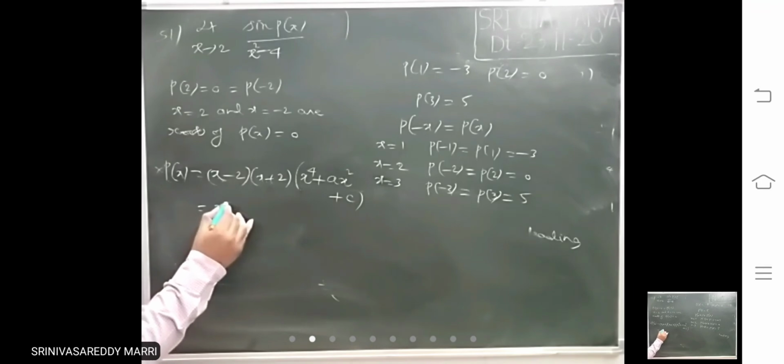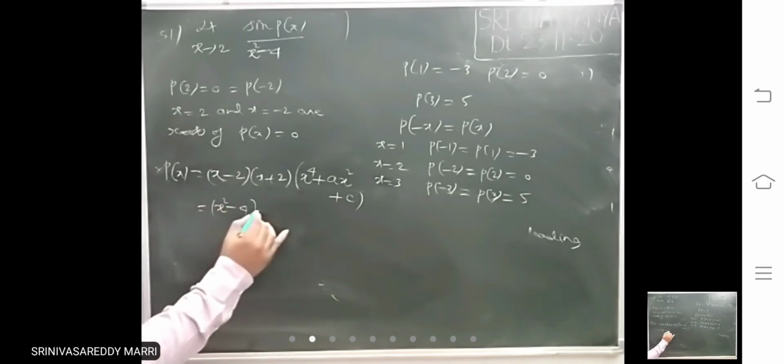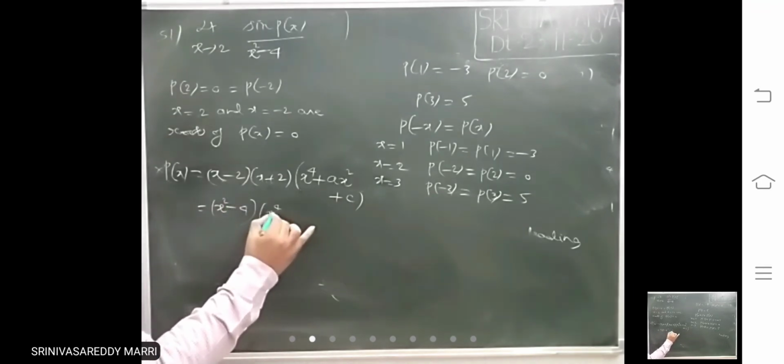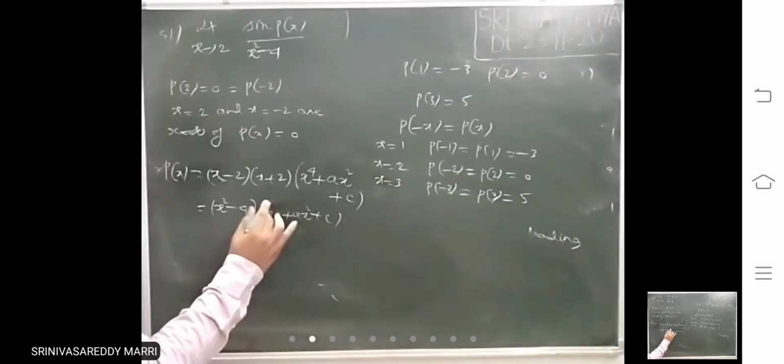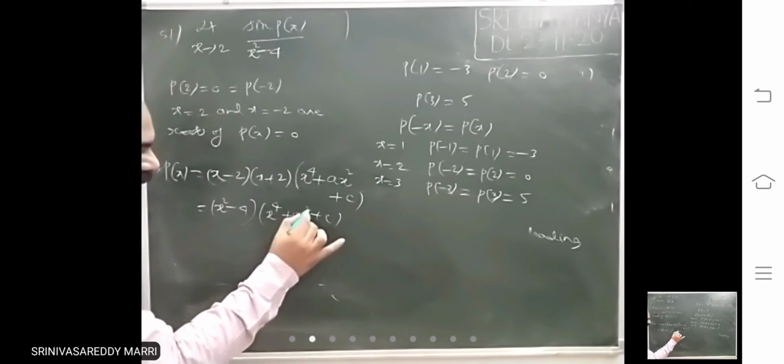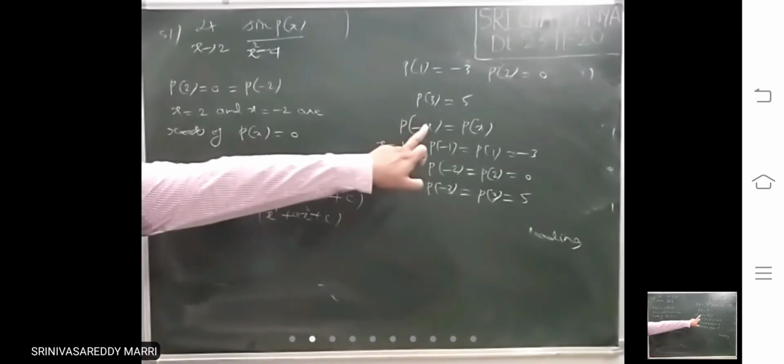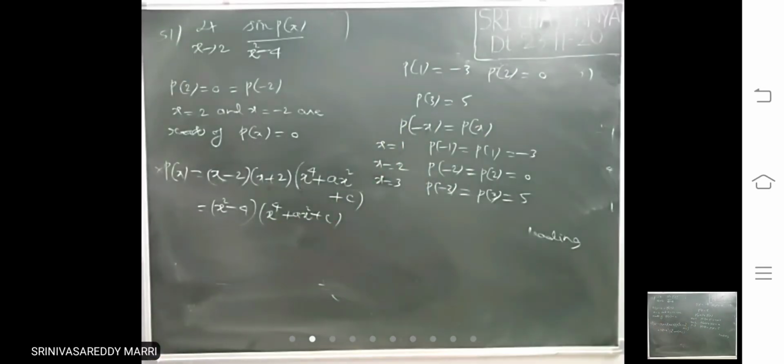Look at, why I have written like this is the other factor must be like this. So this is x square minus 4 into x power 4 plus a x square plus c. Why I have taken only even powers: because p of minus x must be p of x. That means even powers only must be there.